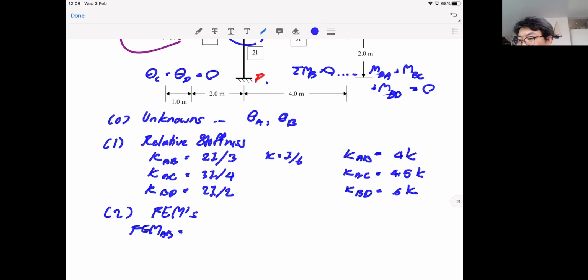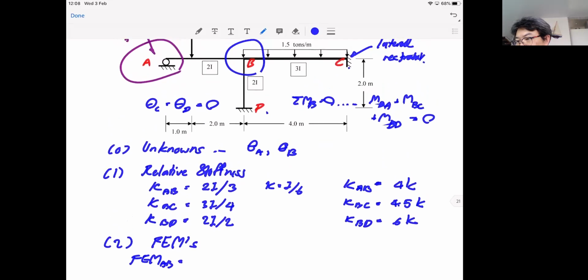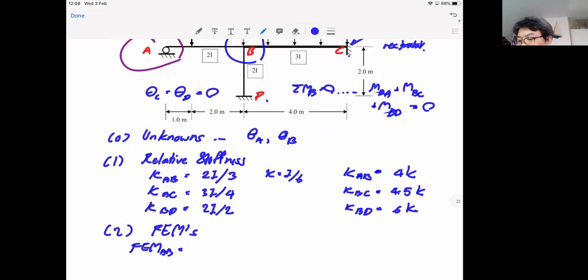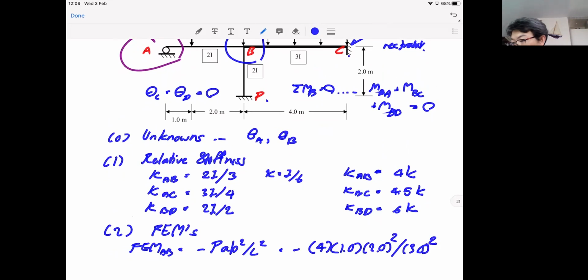FEMAB, you need to use the formula. That's minus PAB squared over L squared. That is minus, the load is 4 tons. Your A is 1, your B is 2, and your L is 3. It's getting a bit long. This is minus 16 over 9 ton meter.